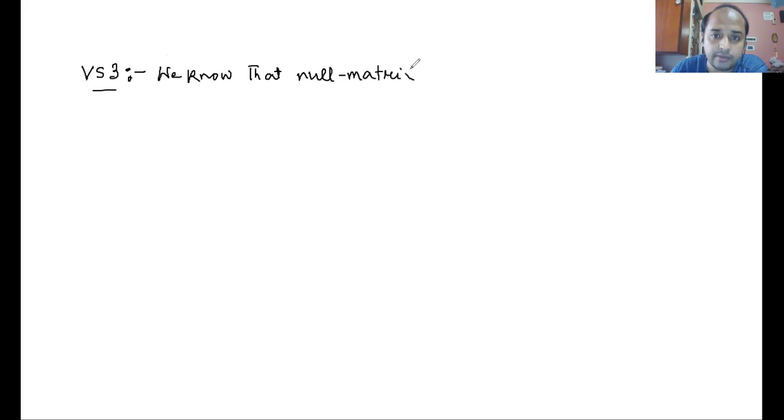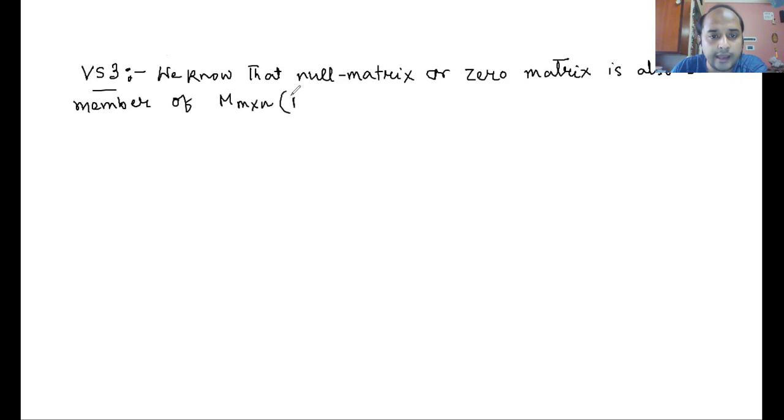Next, I'm going to check the property VS3. And VS3 property is important because it actually talks about the searching for the zero vector. We know that the null matrix, whose elements are zero, or we can consider this to be the zero matrix, is also a member of M cross N F.